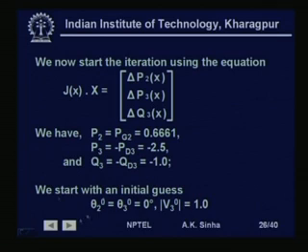Now, as we said earlier, we start with an initial guess for the unknown voltages, magnitude and the angles, as theta 2 0, theta 3 0 is equal to 0 degree and V 3 0 is equal to 1.0. That is, we assume the voltage magnitudes for the unknown voltages as 1.0 and the voltage phase angle for the unknown phase angles of voltage as 0 degrees. That is our initial guess.